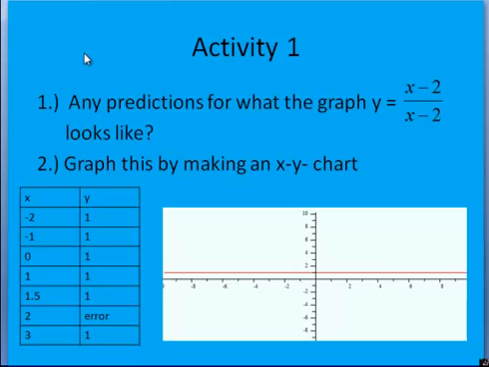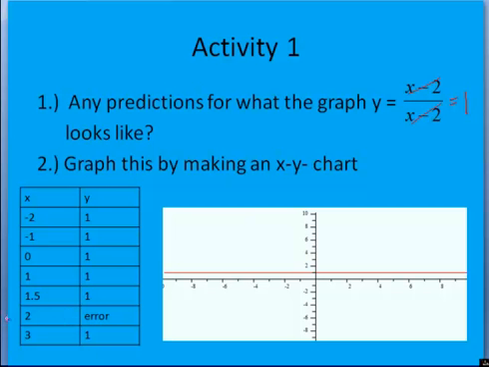There it is. So what I would have you notice is that maybe in your predictions you said, hey, I know anything divided by itself would reduce down to just 1, right? Because we could reduce or simplify these and we would get 1. So note some of these x values. If you were to plug -2 in for x, you would get -4 on top and -4 on bottom as well, hence the 1.